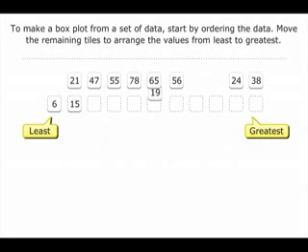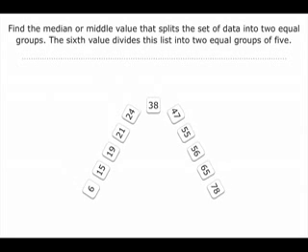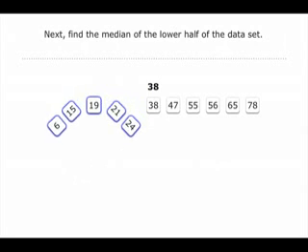To make a box plot from a set of data, start by ordering the data. Move the remaining tiles to arrange the values from least to greatest. Find the median or middle value that splits the set of data into two equal groups. The sixth value divides this list into two equal groups of 5.